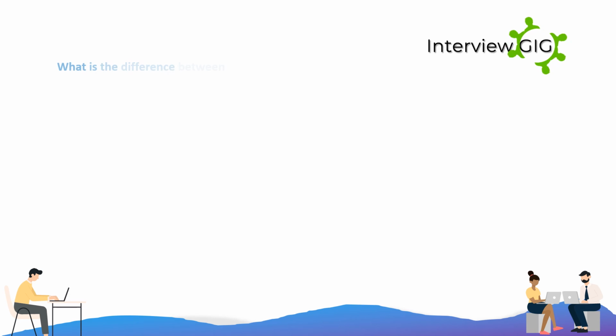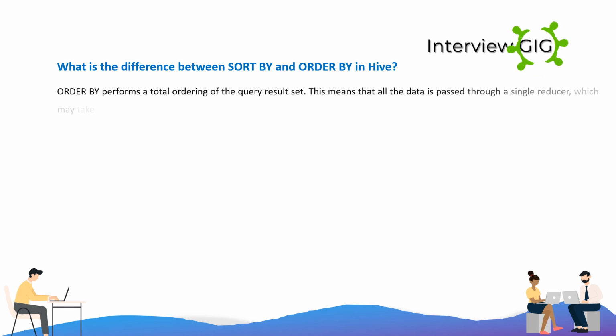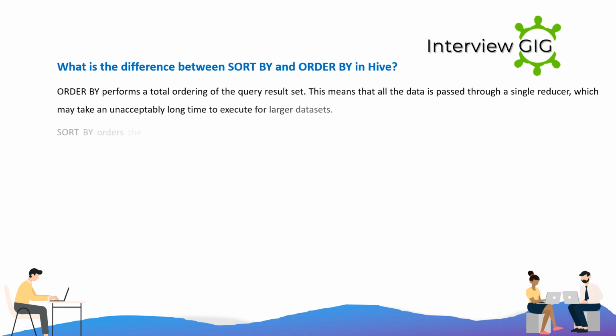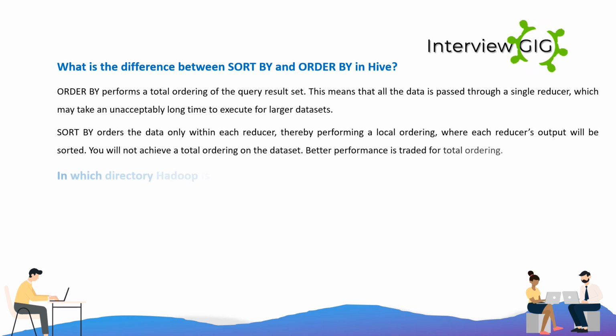What is the difference between sort by and order by in Hive? Order by performs a total ordering of the query result set. This means that all the data is passed through a single reducer, which may take an unacceptably long time to execute for larger datasets. Sort by orders the data only within each reducer, thereby performing a local ordering, where each reducer's output will be sorted. You will not achieve a total ordering on the dataset. Better performance is traded for total ordering.